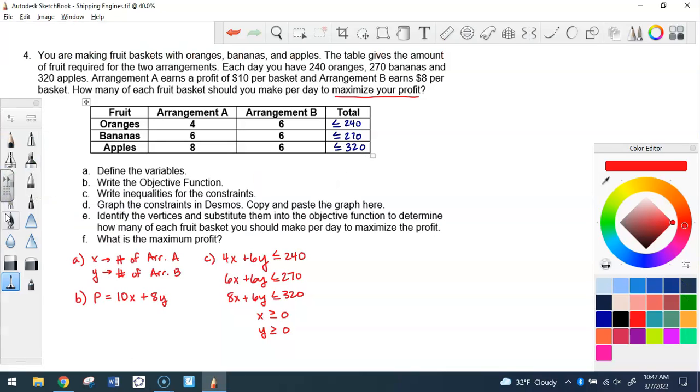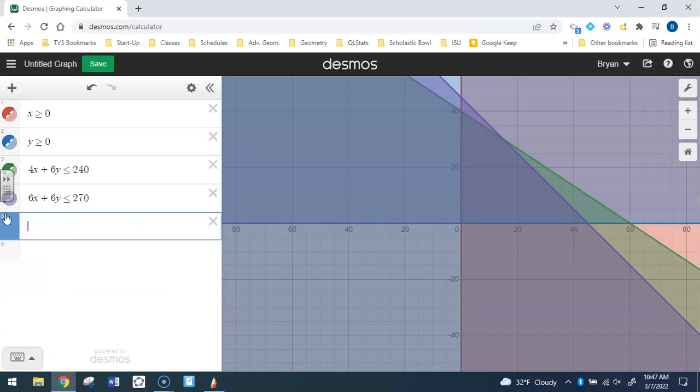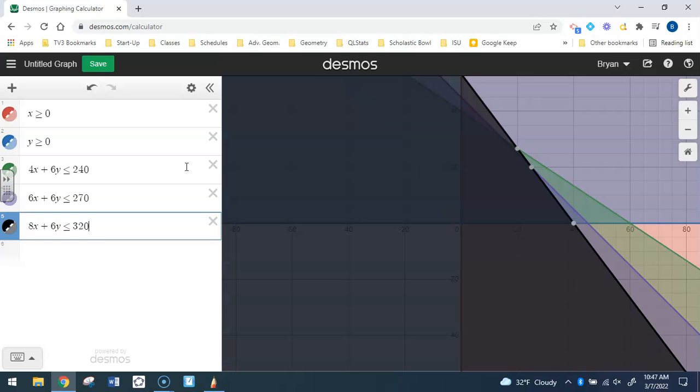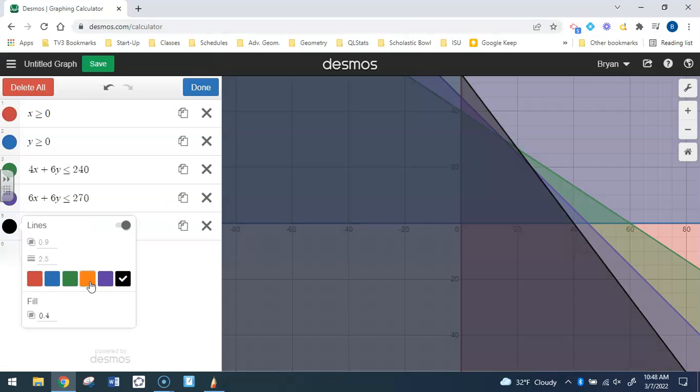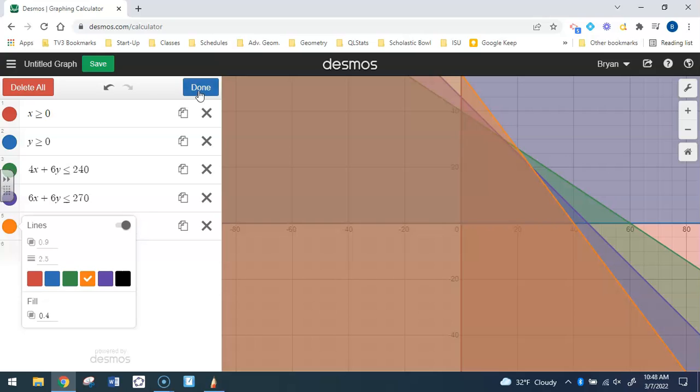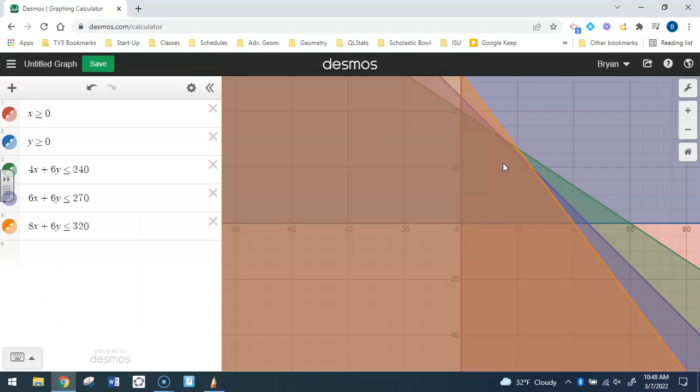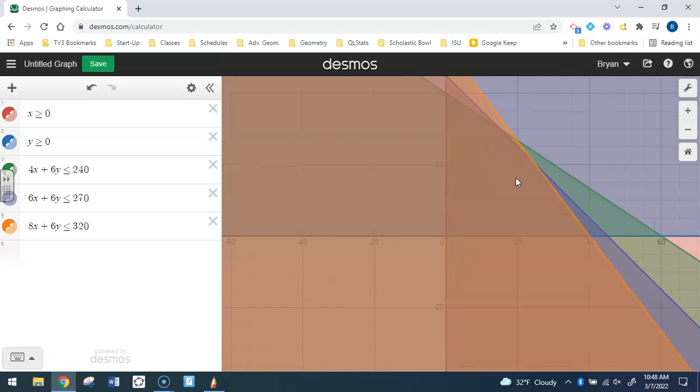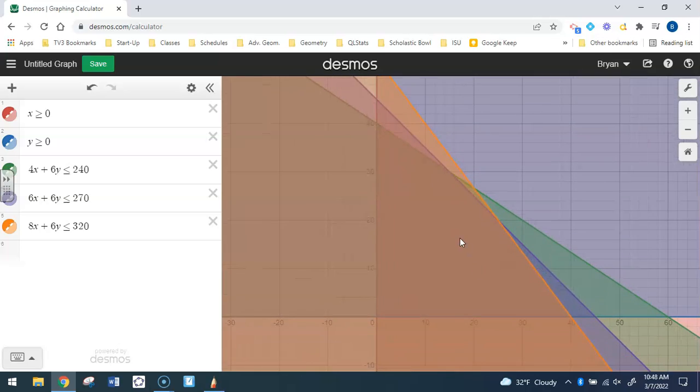And then the last one I need to graph is 8x plus 6y is less than or equal to 320. I don't like using that black color, so I usually change it to maybe this yellow or this orangish color. Okay, so now I'm going to look at this graph and figure out where is the place where every different constraint is shaded. It's sometimes a little bit easier to see than others. I'm going to zoom in here a little bit, pan around.